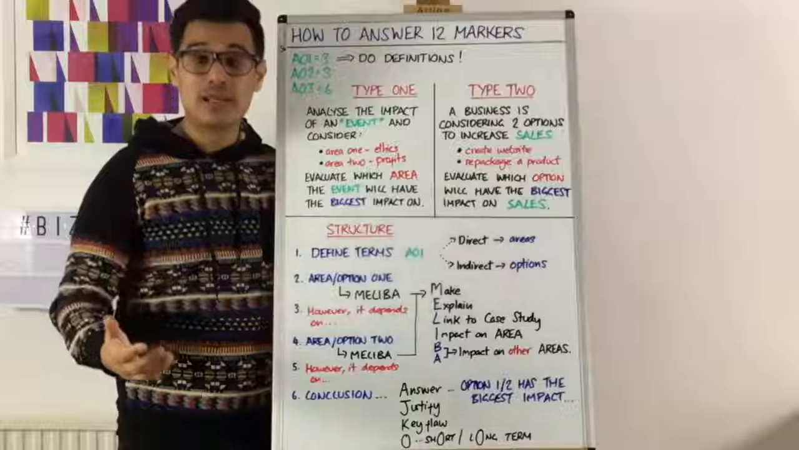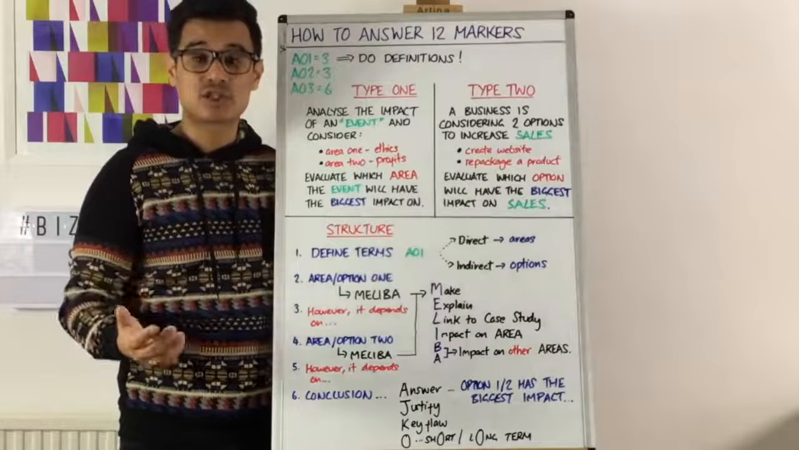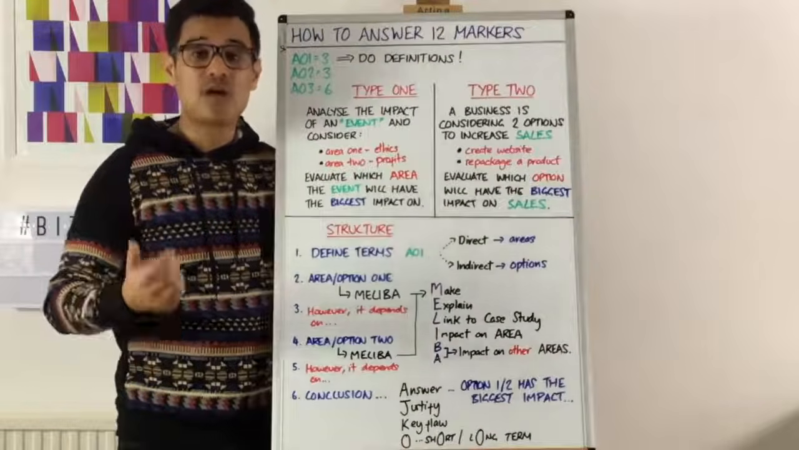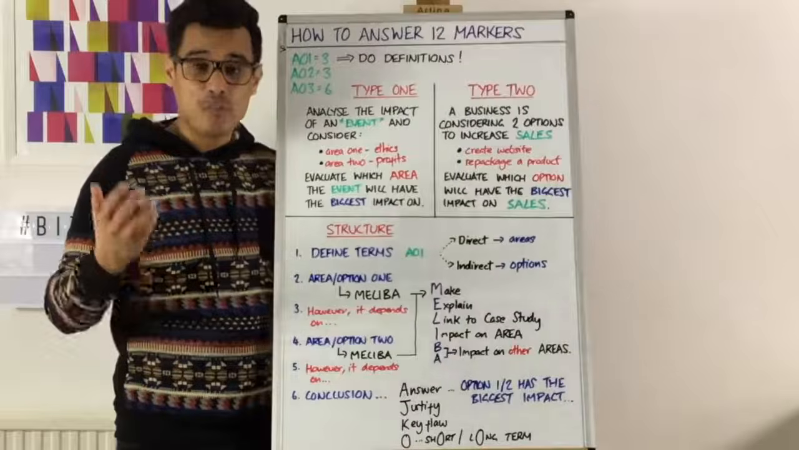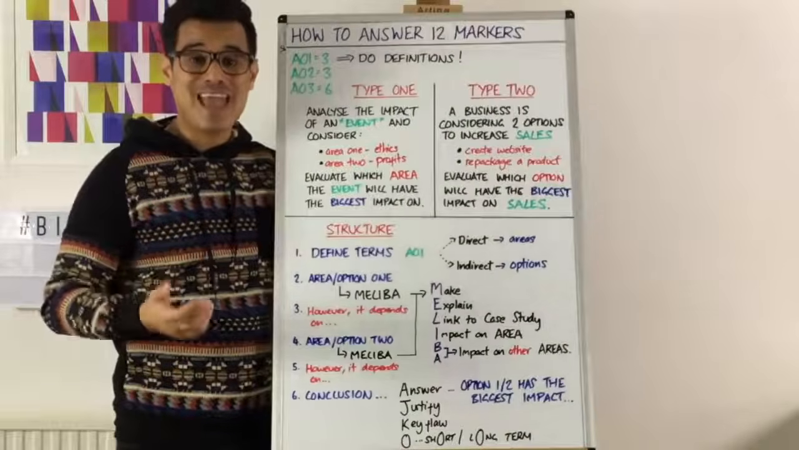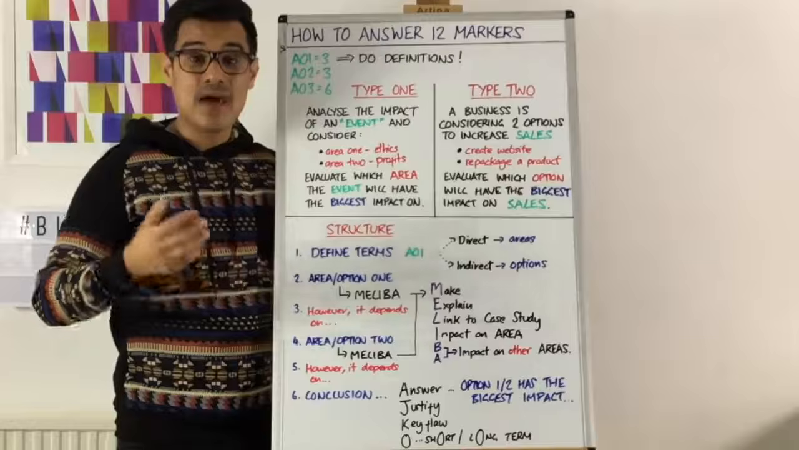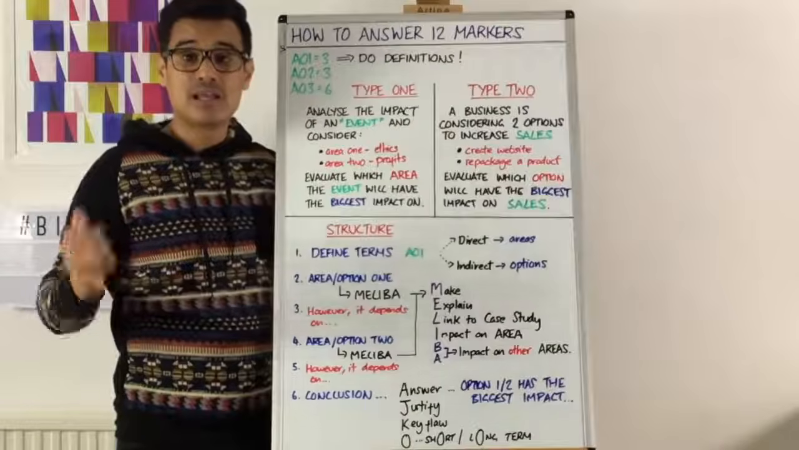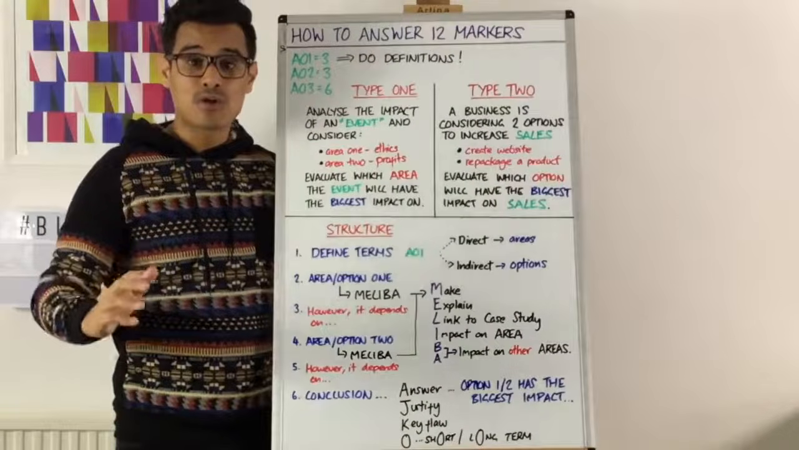Let's have arguably the most important sesh, and that is how to answer 12-mark questions. The beast that you will find at the end of paper 1 and at the end of paper 2. Let's go through 12 markers.